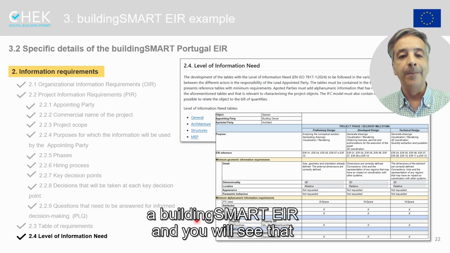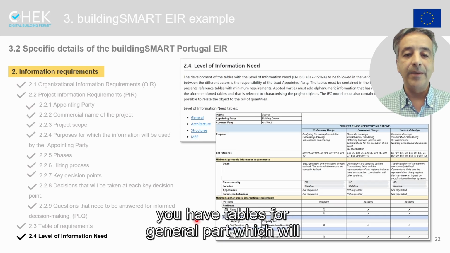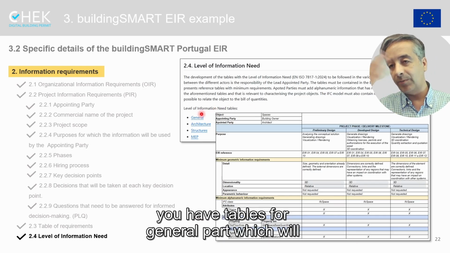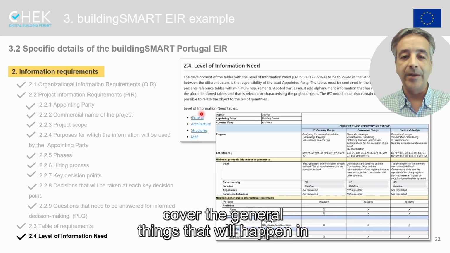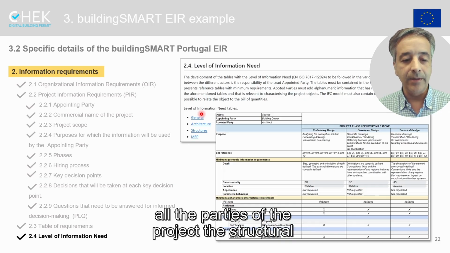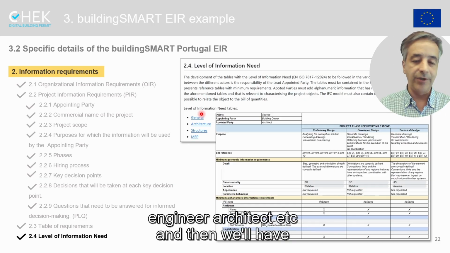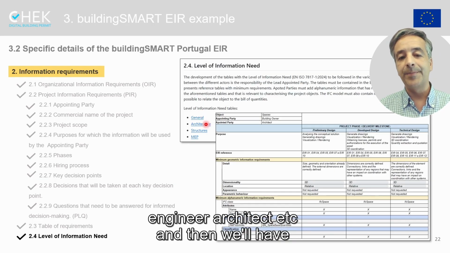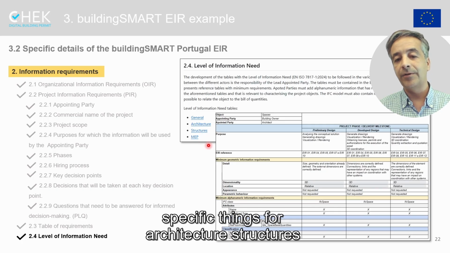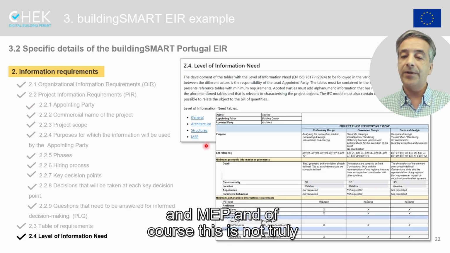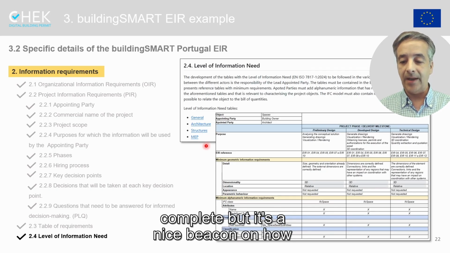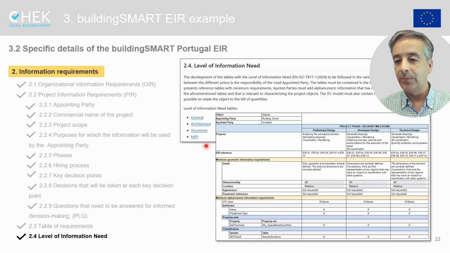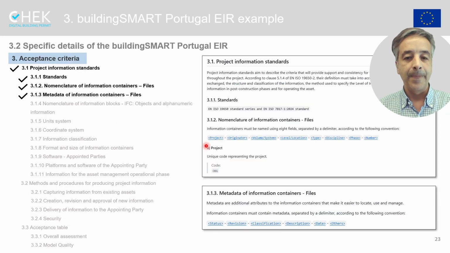And you will see that you have tables for a general part, which will cover general things that will happen in all the parties of the project, the structural engineer, architect, etc. And then we'll have specific things for architecture, structures, and MEP. And of course, this is not truly complete, but it's a nice beacon on how to possibly do these things.